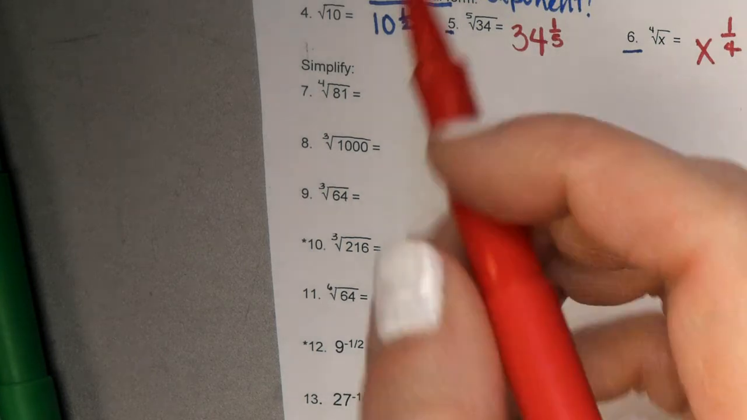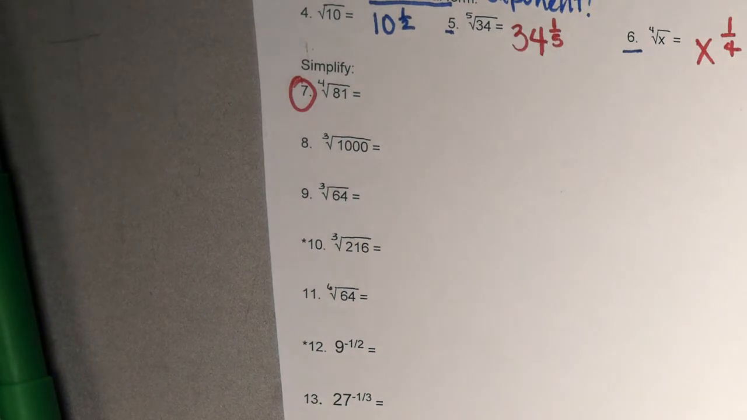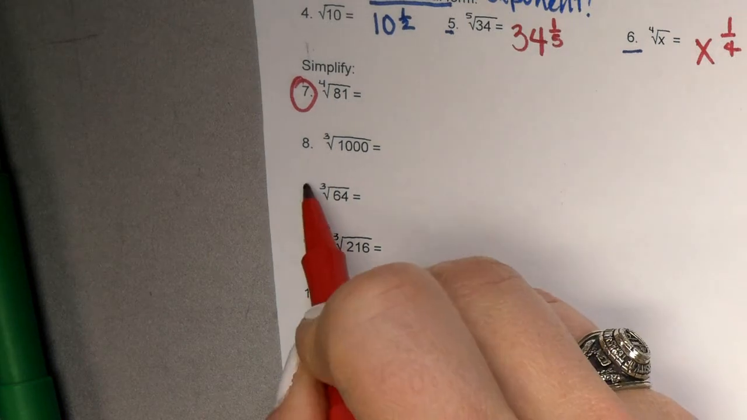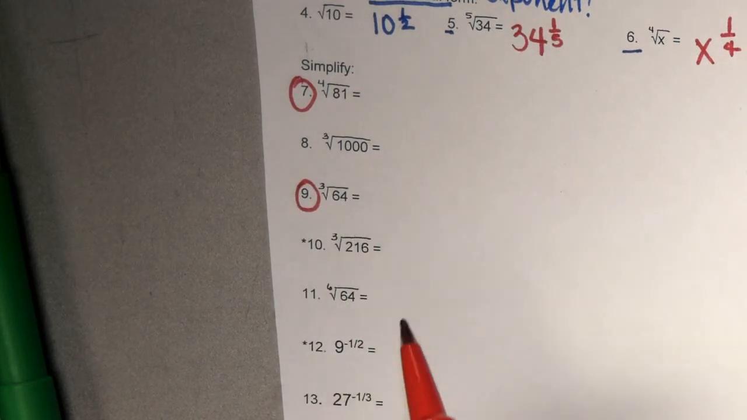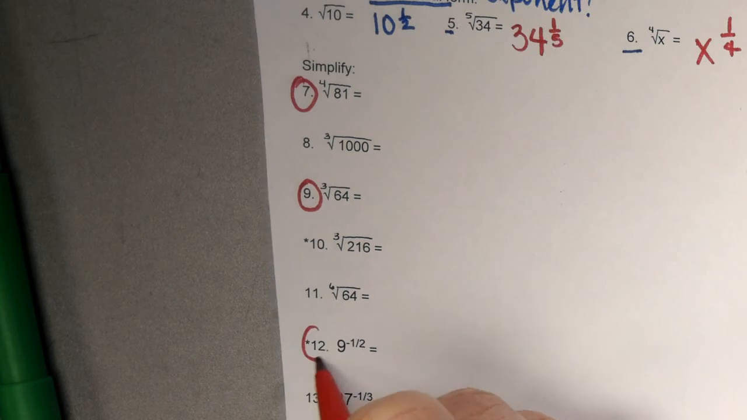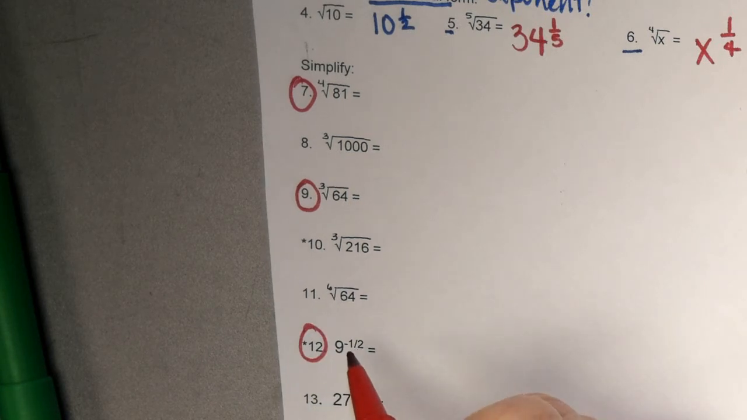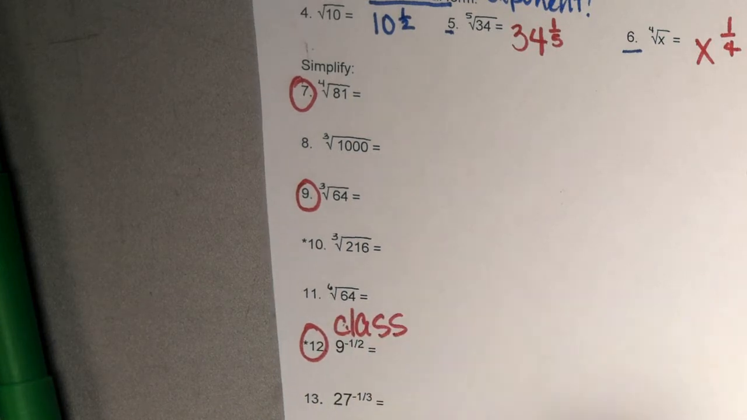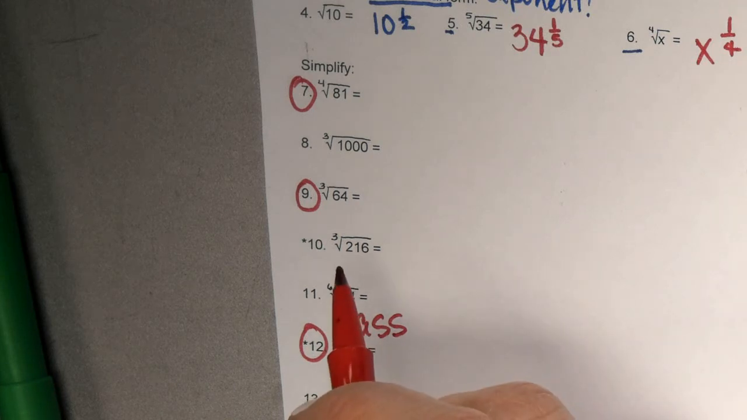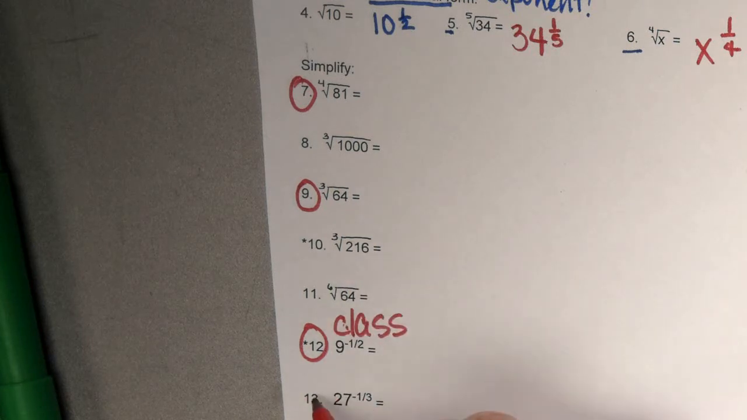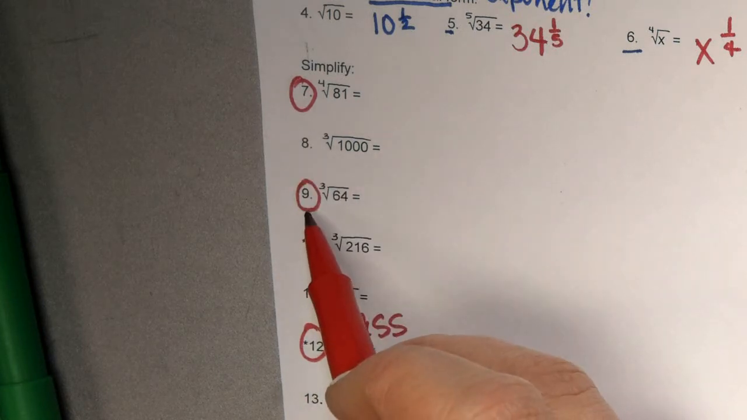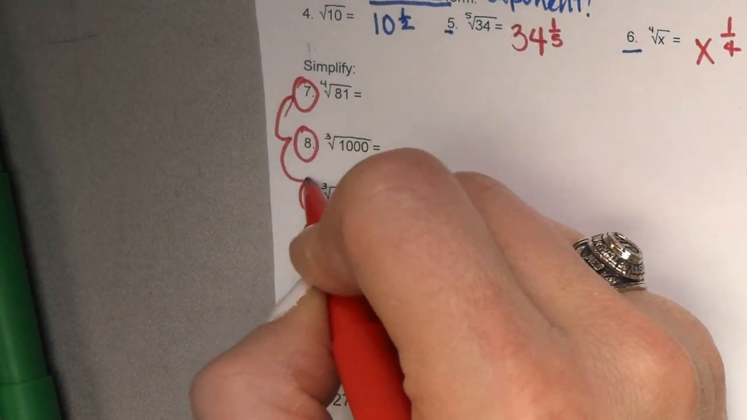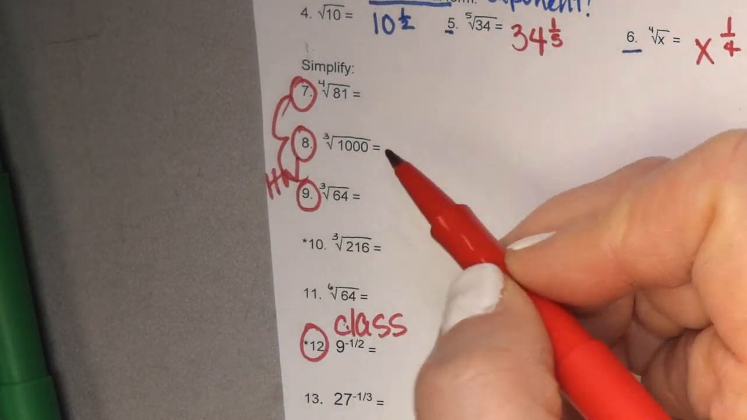All right. So I want you to do number 7. I want you to do number 9. I want you to do number 12. You might have to look at the front. Ooh, that's a tough one. We're going to do number 12 in class. Okay. So I want you to do number 7, 9, 8, and 9. Okay, these are the ones you want to do for homework before class tomorrow.